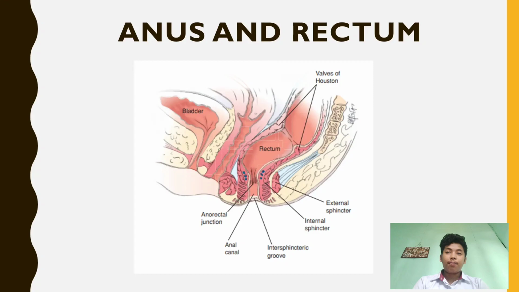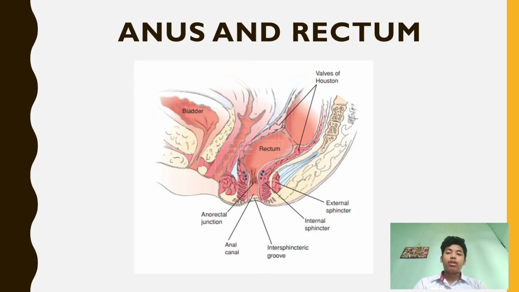Next is the anus and the rectum. The anal canal is the final segment of the digestive system. It begins at the sphincter and ends at the anorectal junction. It measures from 2.5 centimeters to 4 centimeters long. It is lined with skin that contains no hair or sebaceous glands, but does contain many somatic sensory nerves, making it susceptible to pain stimuli.